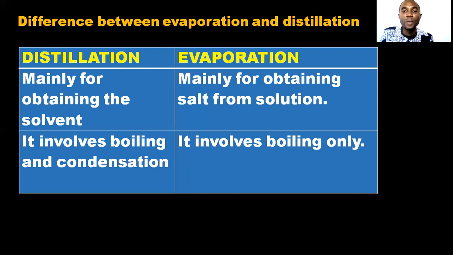Now, what is the difference between the distillation process and the evaporation process? Both have to do with evaporation, but distillation is mainly for obtaining the solvent, while evaporation is for obtaining salts from a solution. In evaporation, what we want at the end is the solute, the substance that remains. But in distillation, we are concerned with getting the vapor.